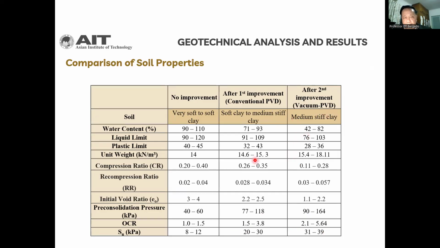So this is the table of the first improvement compared to the second improvement. And you can see undrained strength increase, the pre-consolidation pressure from around 80 to 100 average. And the before improvement was only around 50 or 60. And undrained strength before improvement around 10, increased to around 20 after the first improvement, and 30, 31 after the second improvement.